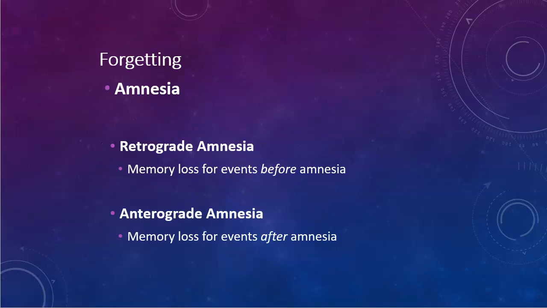Now, of course, there are some types of forgetting that we don't want to happen or are due to some sort of brain injury. The most popular, of course, is amnesia. So amnesia is usually due to some sort of brain trauma, whether it's like with HM or Clive that we talked about, how they had different types of amnesia. Then that's either retrograde amnesia, where you have memory loss from events before, or anterograde amnesia, which is memory loss for events after amnesia. So this is a very popular, very talked about form of forgetting.